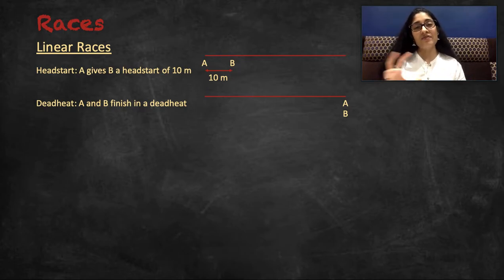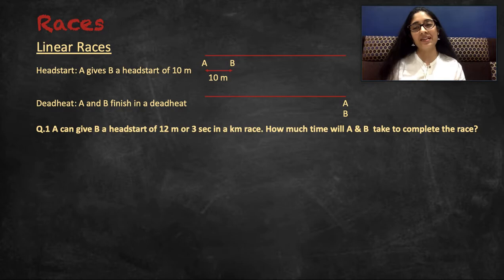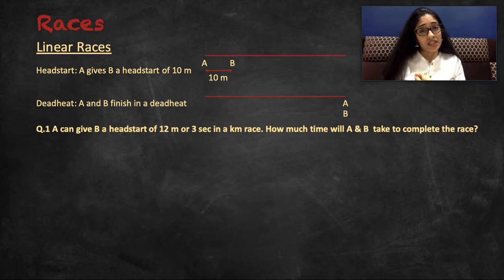Now, let's see the different types of questions in this area. The first one. A can give B a head start of 12 meters or 3 seconds in a kilometer race. Now, if I observe this statement carefully, it means that whether A gives B 12 meters or 3 seconds doesn't make a difference, which means for B 12 meters or 3 seconds is the same.